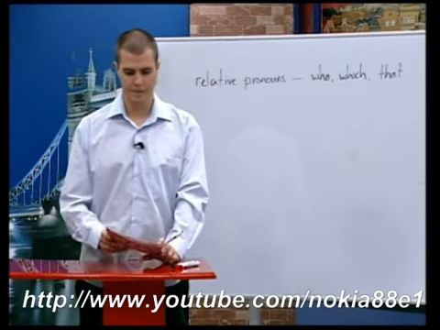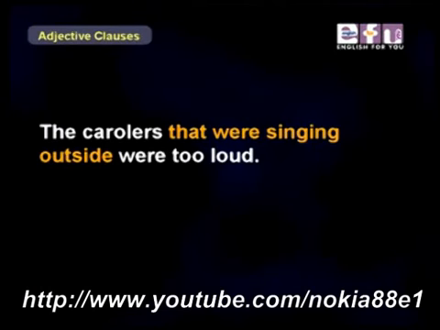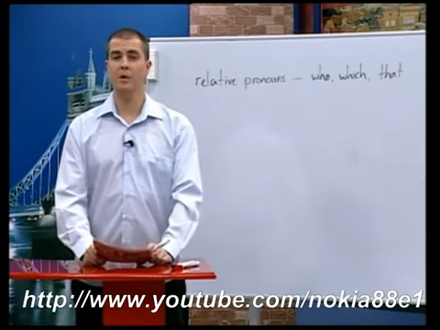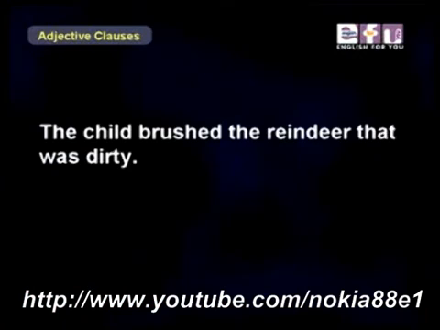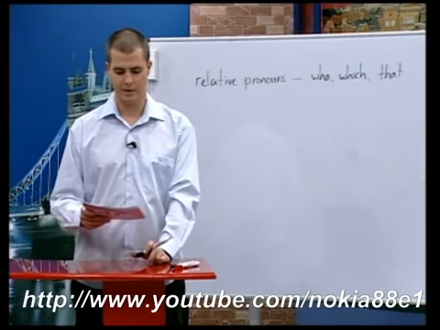It's introduced by the relative pronoun who, and it modifies the noun man. The man is who. And in the fourth sentence, that were singing outside is the adjective clause, introduced by the relative pronoun that, and it modifies the noun carolers. The noun carolers and that are the same thing. So adjective clause pronouns can be used as subjects. Have a look here. The child brushed the reindeer that was dirty. So in this sentence, that is the subject of the adjective clause. That was dirty. That's the subject.